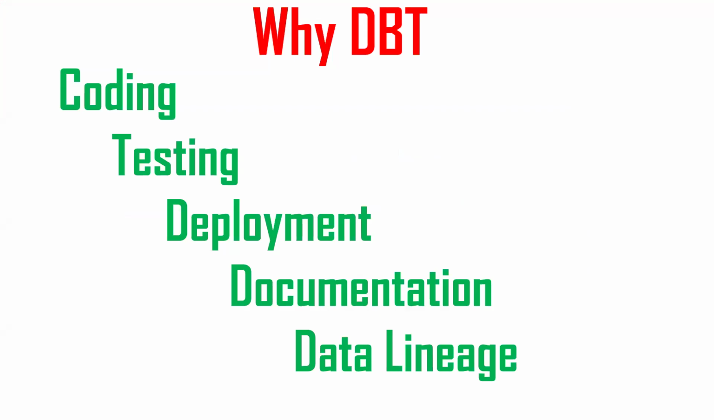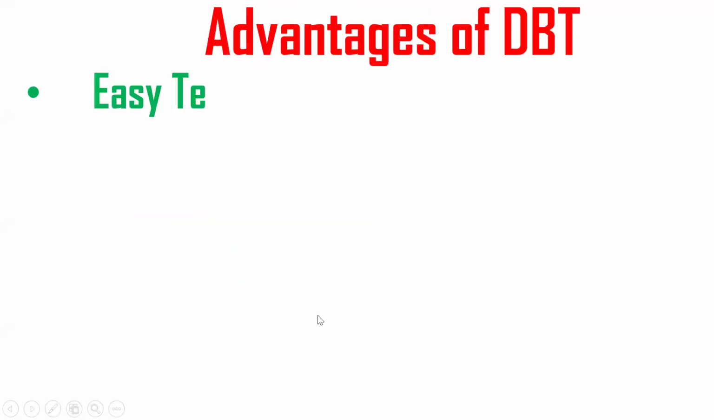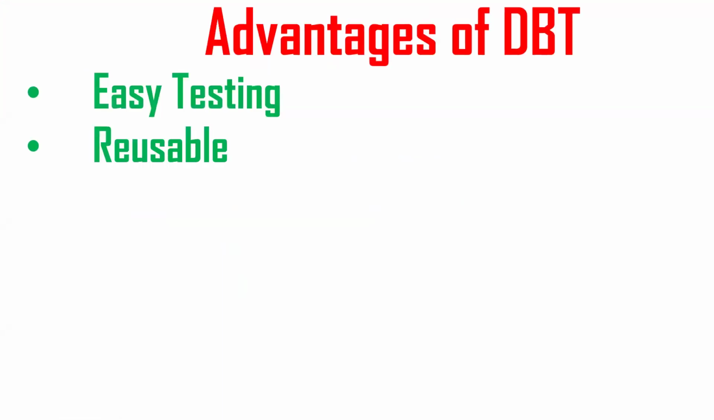We are having development, testing, UAT, prod, same thing. Then what about documentation? Simply use dbt docs generate. It will get generated automatically. Okay, see, documents will get generated. What about data lineage? Like dependency, we can see. Okay, see, same thing. Easy testing, reusability.